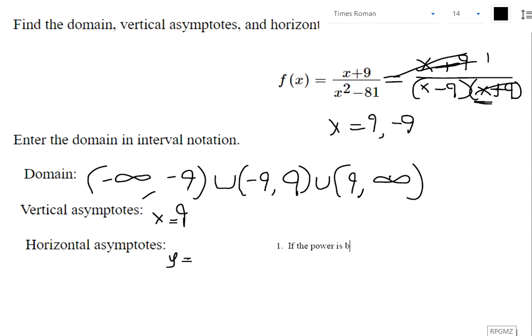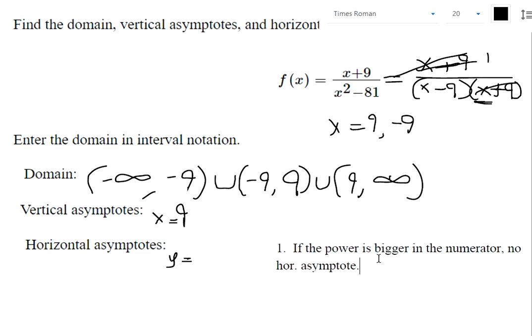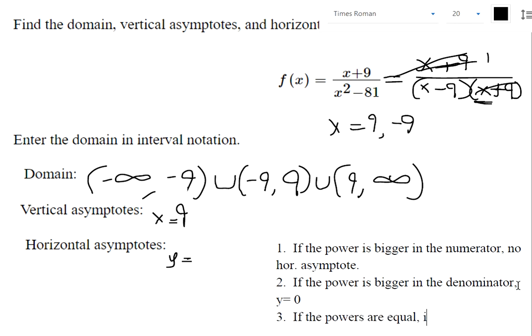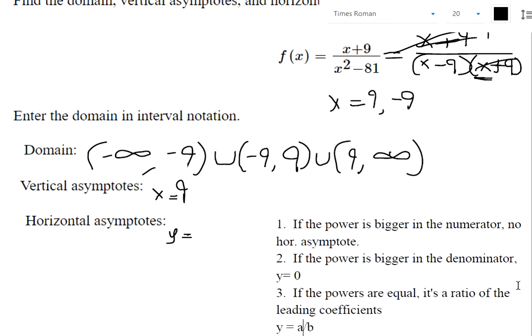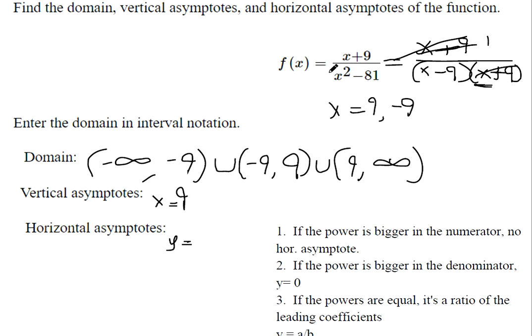If the power is bigger in the numerator, no horizontal asymptote. If the power is bigger in the denominator, then y equals 0 is our horizontal asymptote. If the powers are equal, it's a ratio of the leading coefficients. So if a is the leading coefficient of the numerator, b is the leading coefficient of the denominator, that's the horizontal asymptote. What we mean by power is the power of the variable.